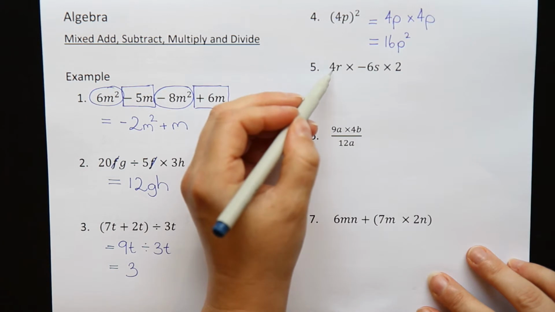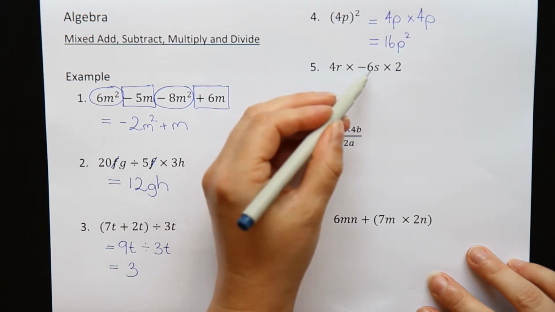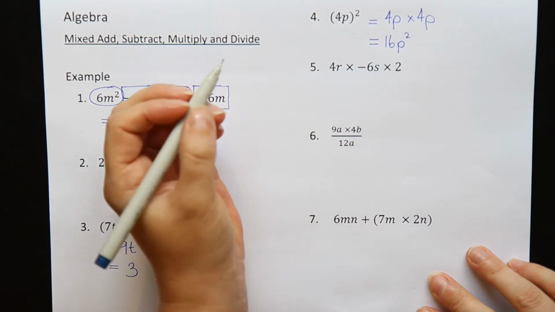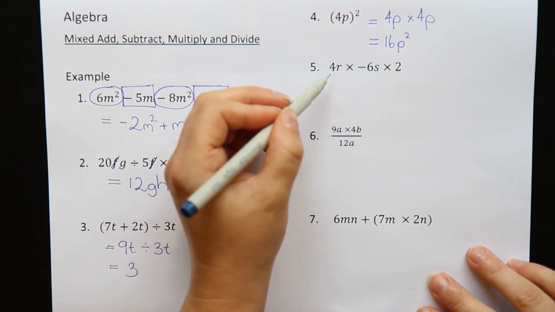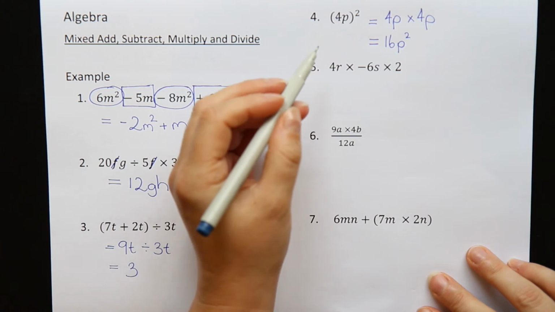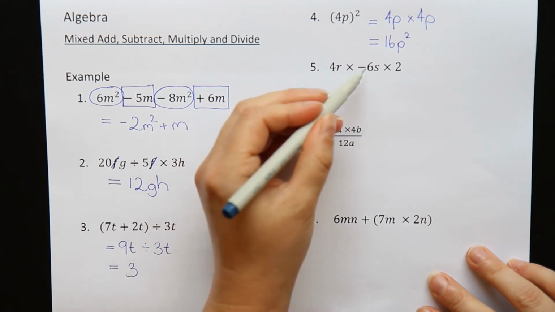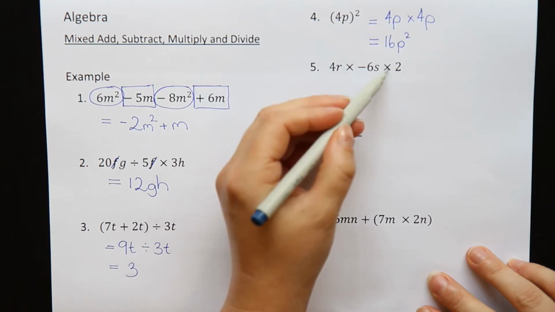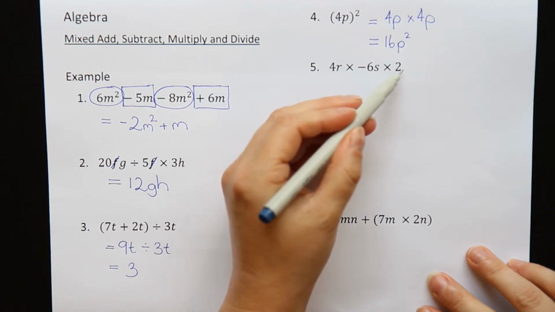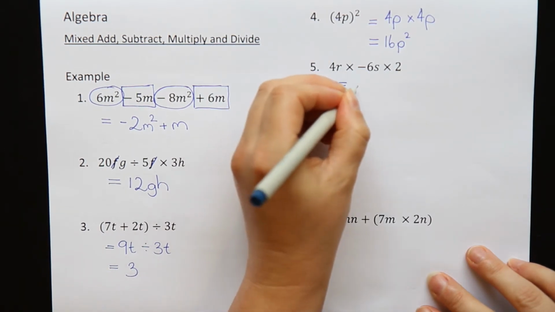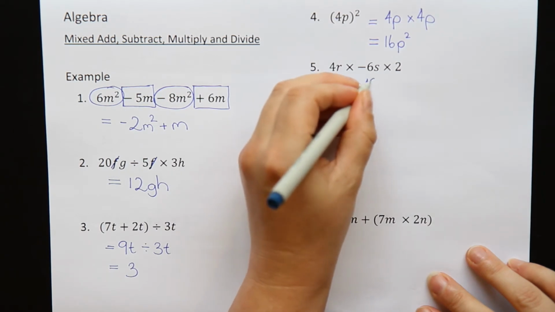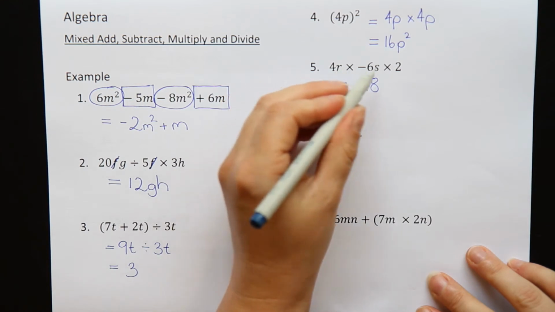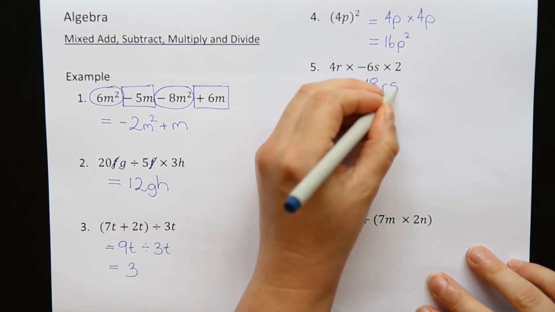Question 5. 4r times minus 6s, times by 2. They're all timeses, so let's times all the numbers. 4 times a minus 6 will make a minus 24. Times by 2, minus 24 times by 2 is minus 48. And then we want to look at our letters. So I have an r and an s, so they're going to sit at the end.